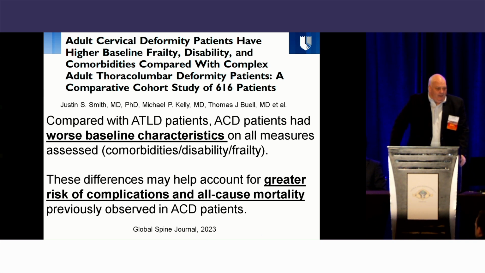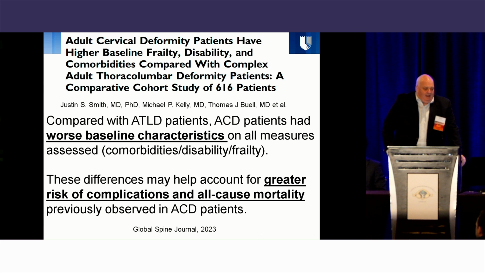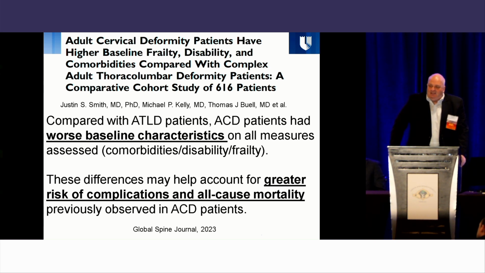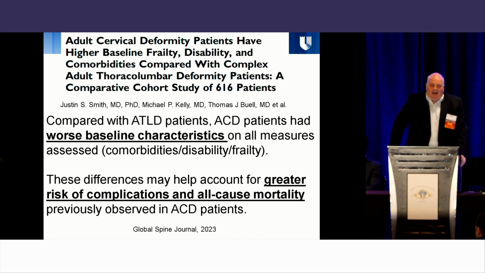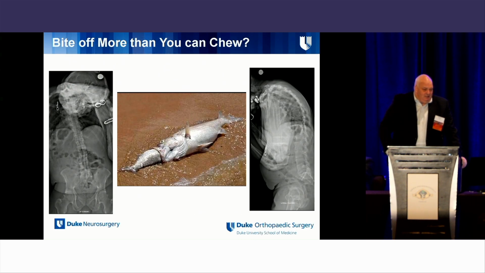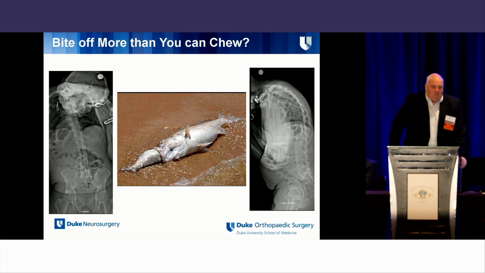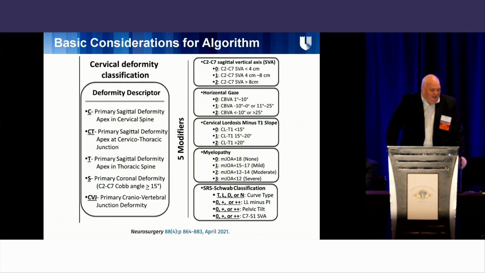This is a recent paper from Justin Smith and others that looked at cervical deformity and compared it to thoracolumbar deformity. By looking at all aspects of frailty, disability, and other comorbidities, this is a substantially worse problem. It's a patient population fraught with horrific outcomes, multiple comorbidities, and multiple complications. You want to go in with your eyes open, and make sure you're not biting off more than you can chew.